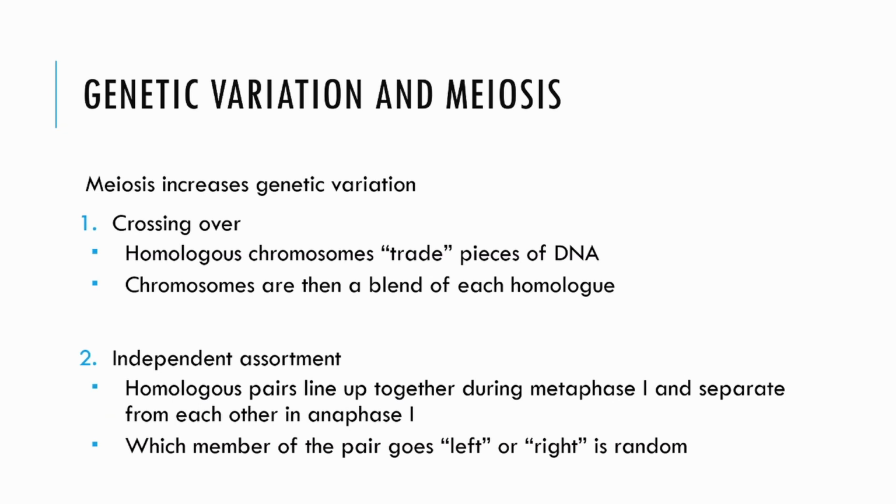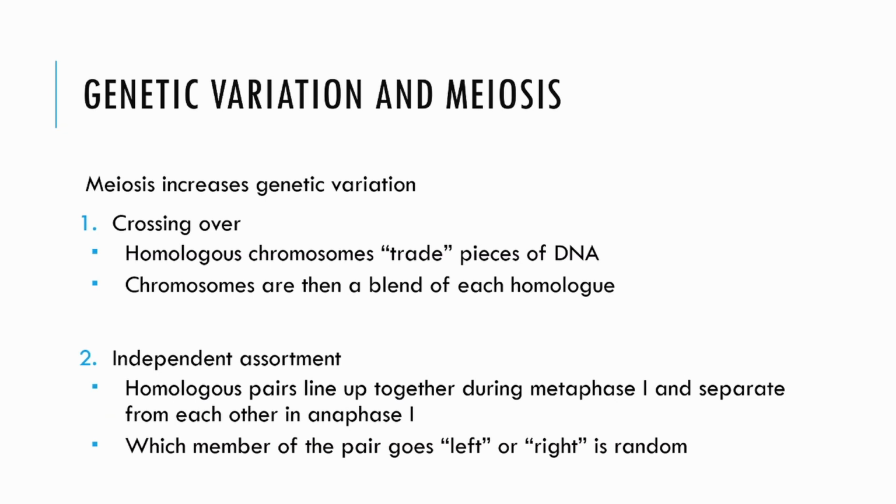Independent assortment is also how we can increase genetic variation. With those homologous pairs, when they line up during metaphase 1, they're lining up together in those pairs. But who ends up on the left and who ends up on the right is random. There's nothing dictating which of the two chromosomes has to be left and right. And so you can end up with a lot of different combinations.